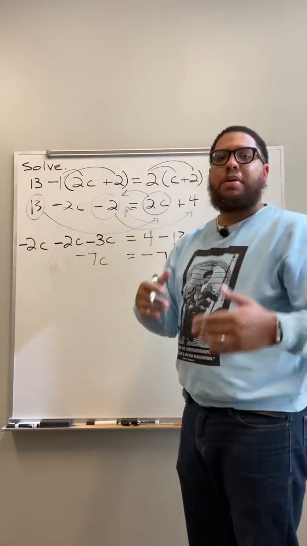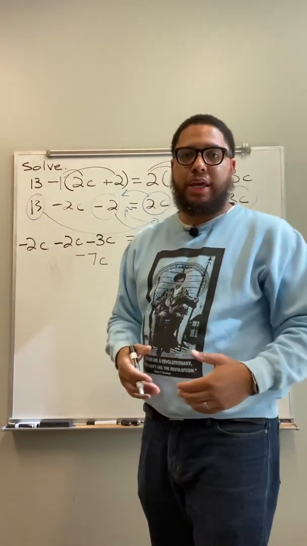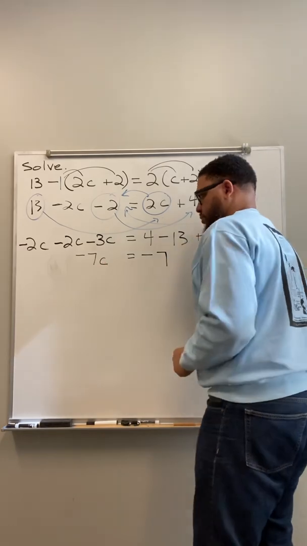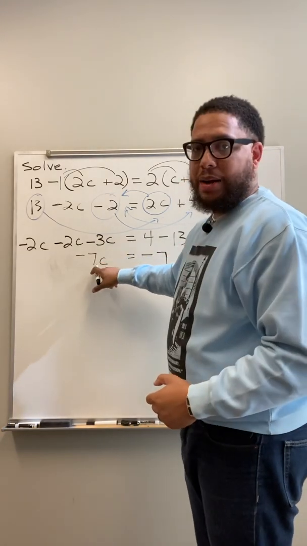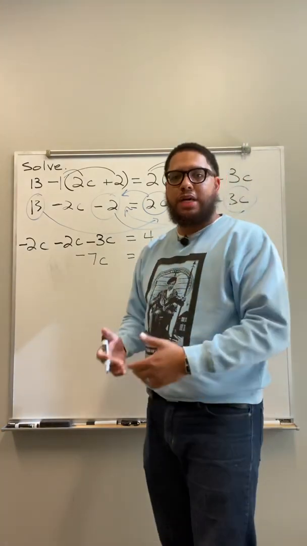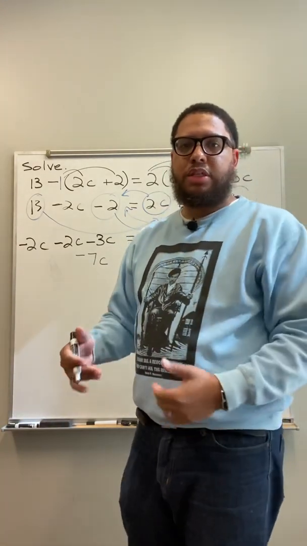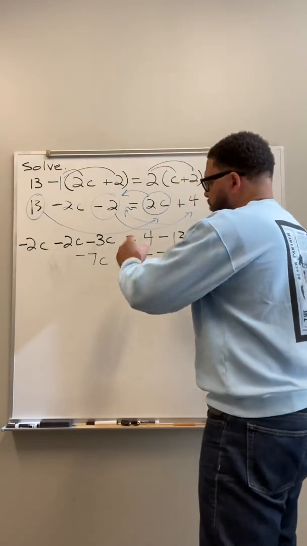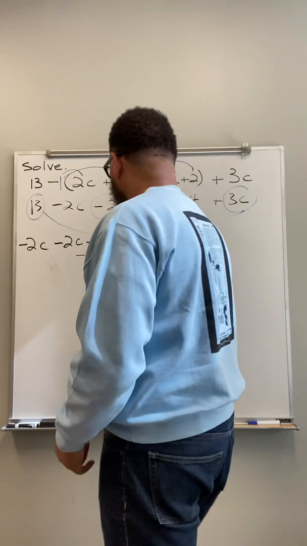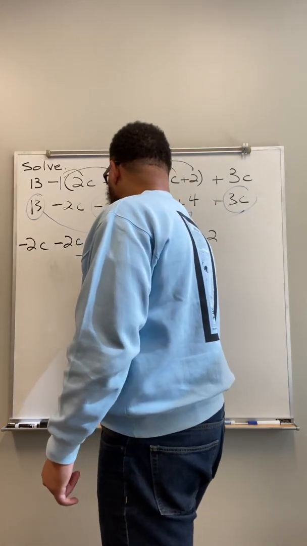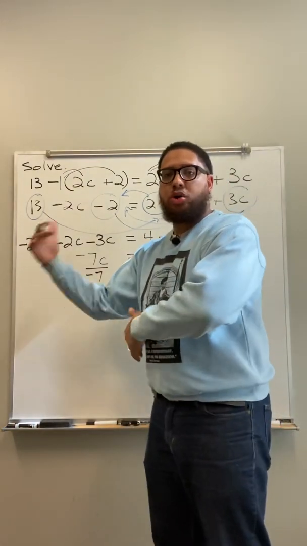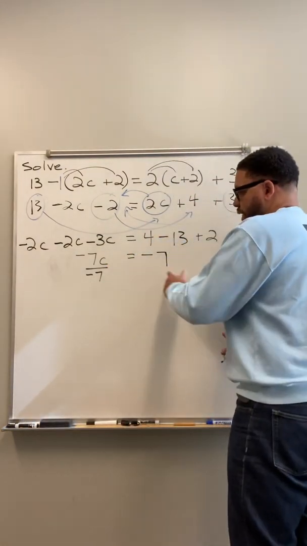-7. But how do I get rid of it? You do the opposite operation from what -7 is doing. -7 is multiplying by c, because that's what -7c means. -7 times c. So the opposite of multiplying, we know, is division. So we're going to divide by -7 on the left side. But if I divide on the left side, I also got to divide on the right side.